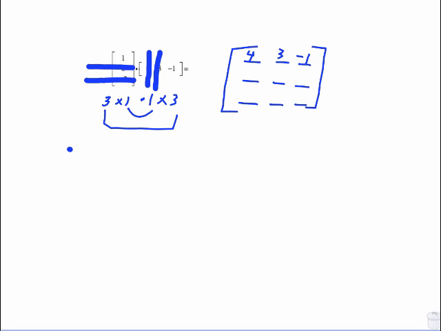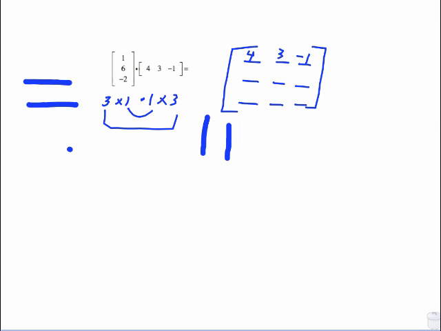Now, look at what we just did, so I don't have to keep moving this thing around. This was just 1 times 4 gave me 4. 1 times 3, 1 times negative 1. So I really don't need these covers either. When I get ready to do the second row, it's just 6 times 4 is 24. 6 times 3 is 18. 6 times negative 1 is negative 6. Negative 2 times 4 is negative 8. Negative 2 times 3 is negative 6. And negative 2 times negative 1 is positive 2.